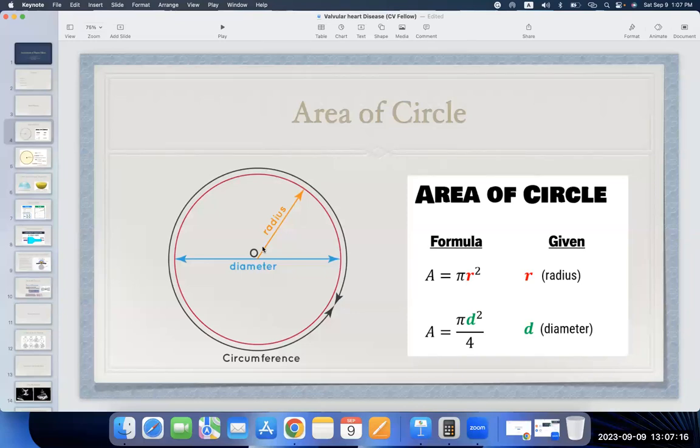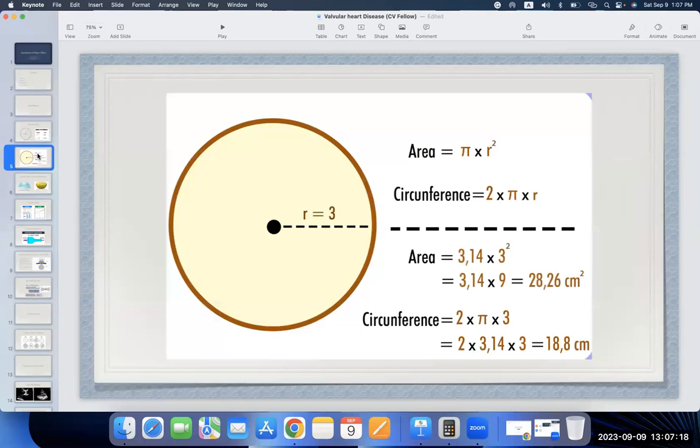So it's very important to know how to calculate that. For example, if you have a circle with a radius of 3, you square it to get 9, then multiply by 3.14, and you get the area. You can also get the circumference. The circumference is obtained by multiplying the diameter by pi.